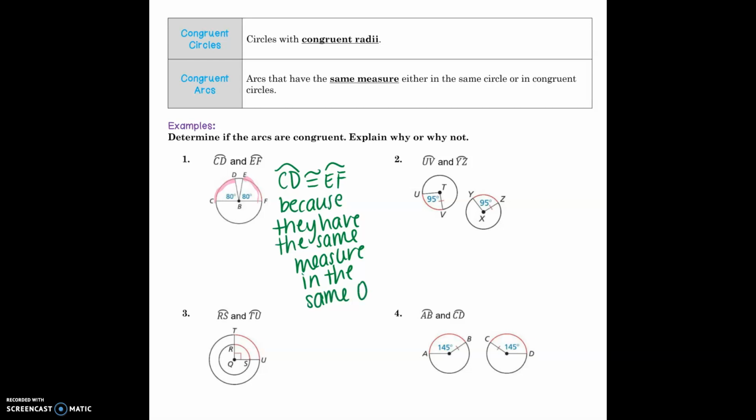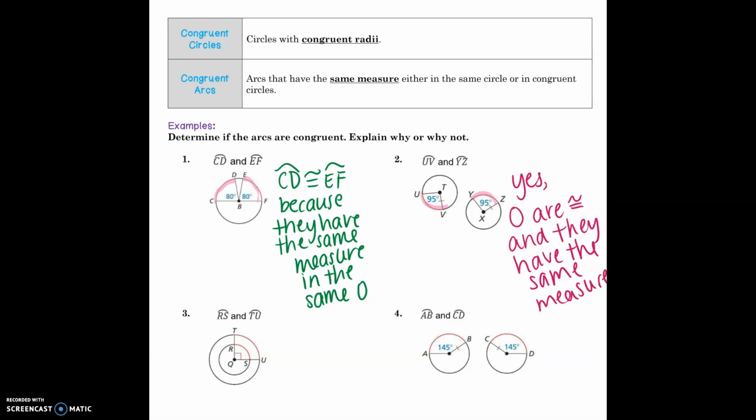For number 2, UV and YZ are also congruent because the circles are congruent and they have the same measure. Please pause the video and try numbers 3 and 4 on your own.